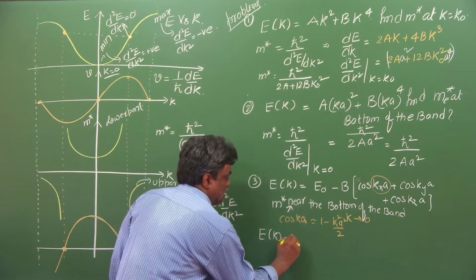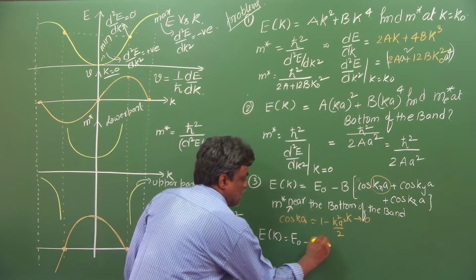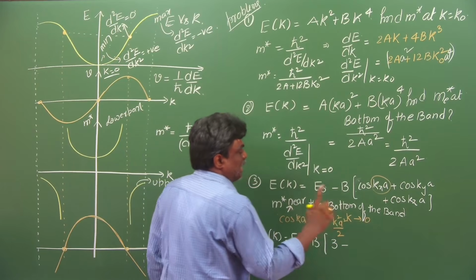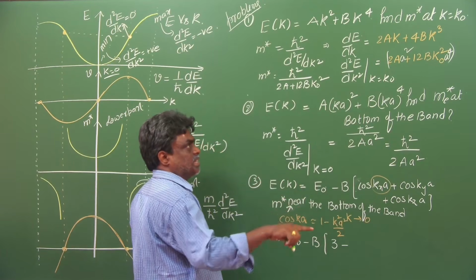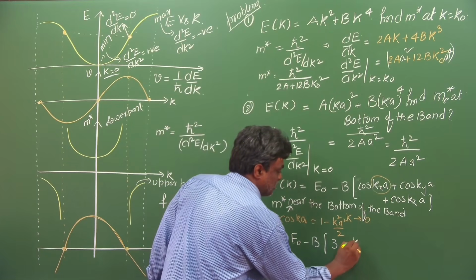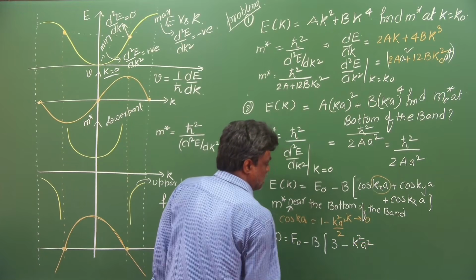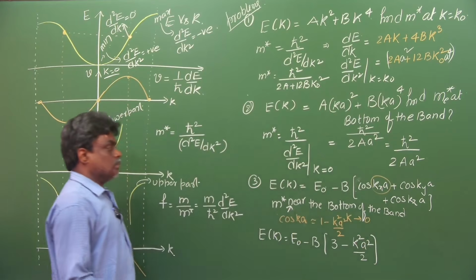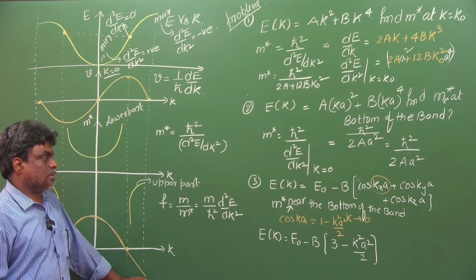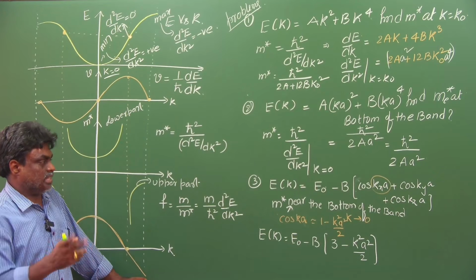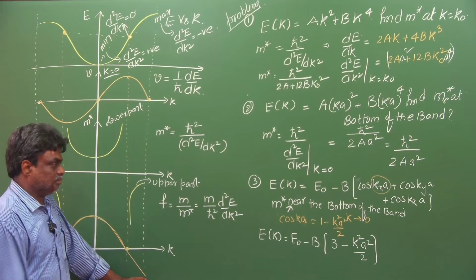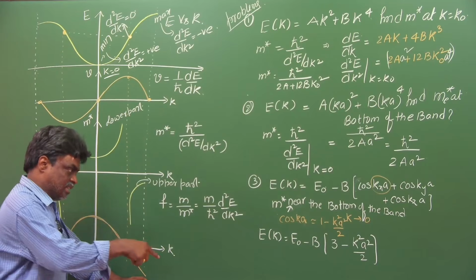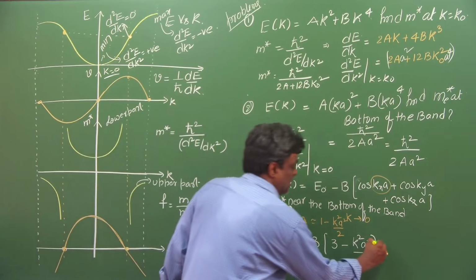E of k equal to E naught minus b into (3 minus kx square a square by 2, ky square a square by 2, kz square a square by 2). Take common a square by 2. Then kx square plus ky square plus kz square is k square. Now go for the two times derivative.